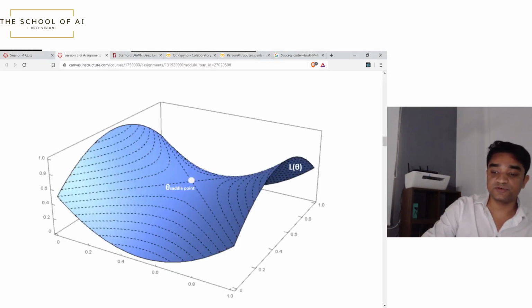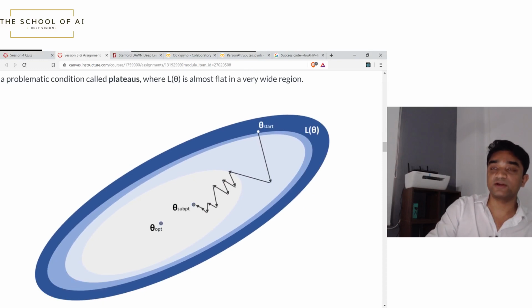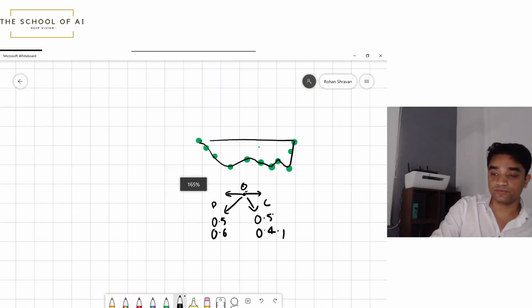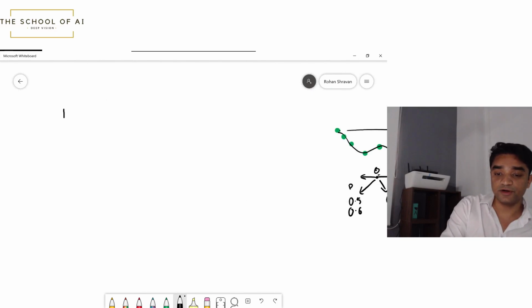Now there's another issue which may happen in a network, and that is called a plateau, where your point gets stuck somewhere here.